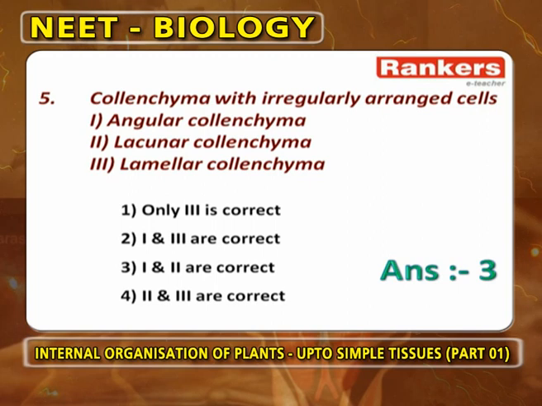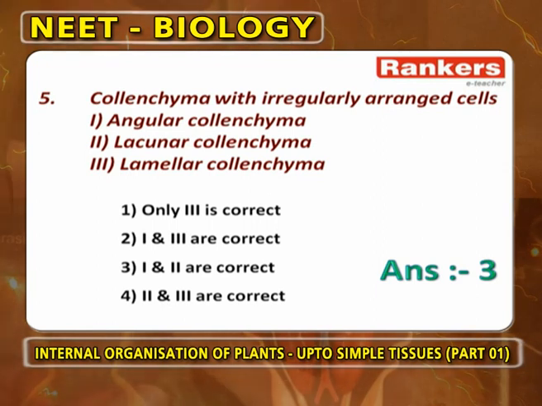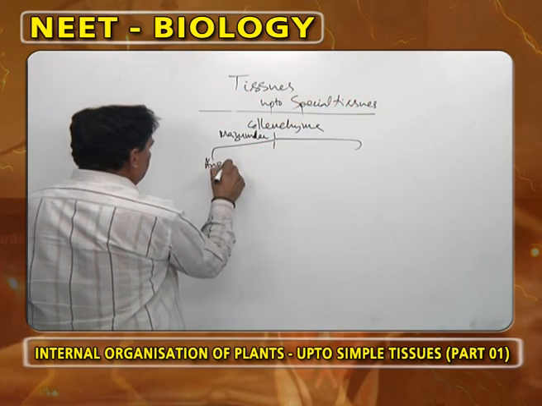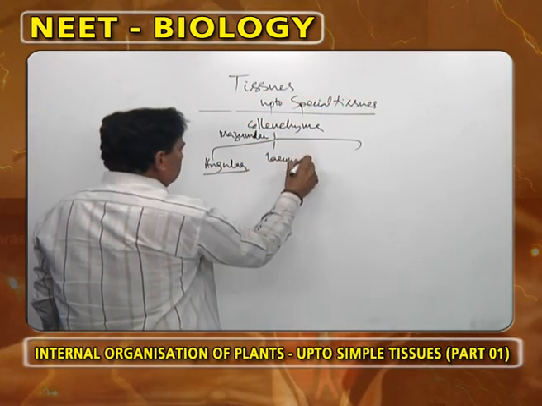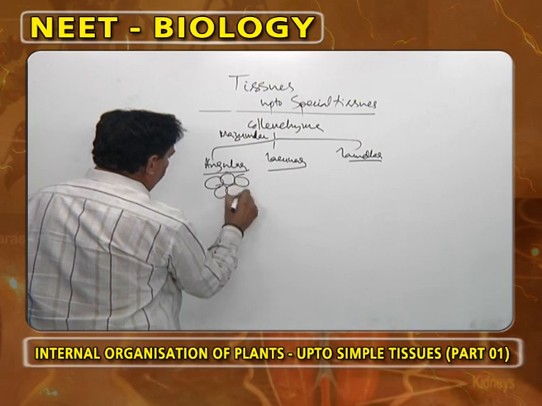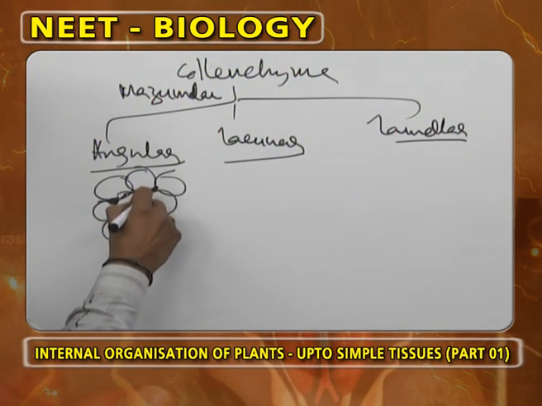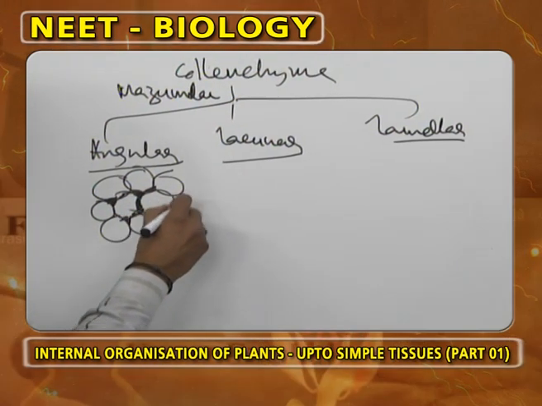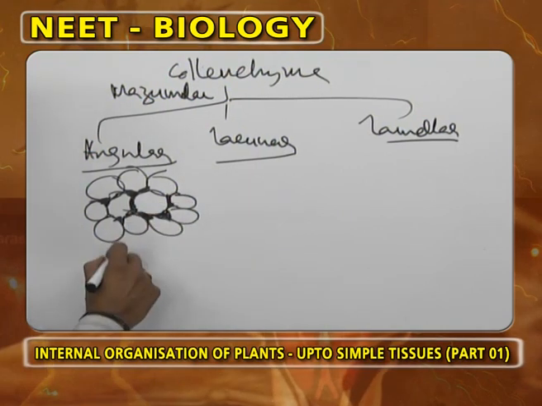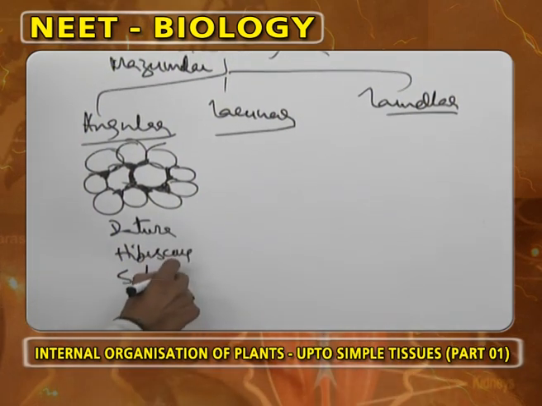Now, collenchyma with irregularly arranged cells. According to Majumdar, collenchyma is of three types: angular collenchyma, lacunar collenchyma and lamellar collenchyma. Angular collenchyma means cells are irregularly arranged and the intercellular spaces are completely filled with chemical substances like pectin and cellulose. It is the most common type found in many plants like Datura, Hibiscus, Solanum, cucurbits.